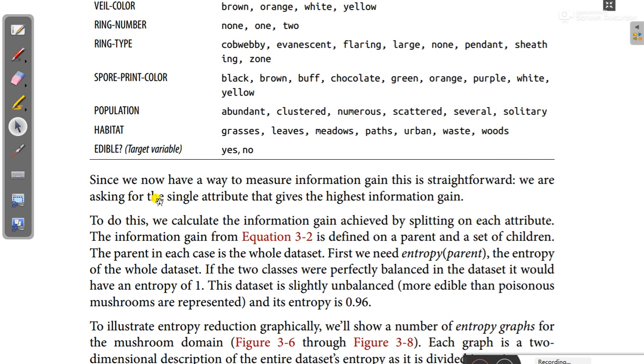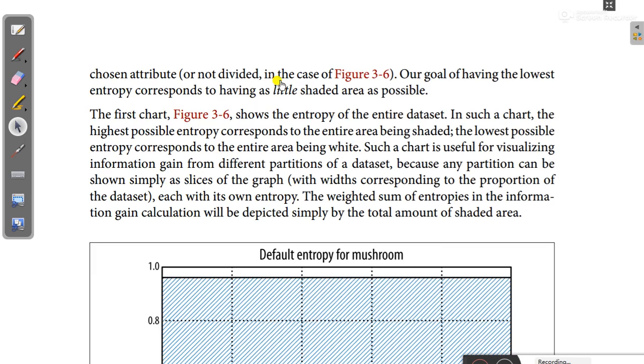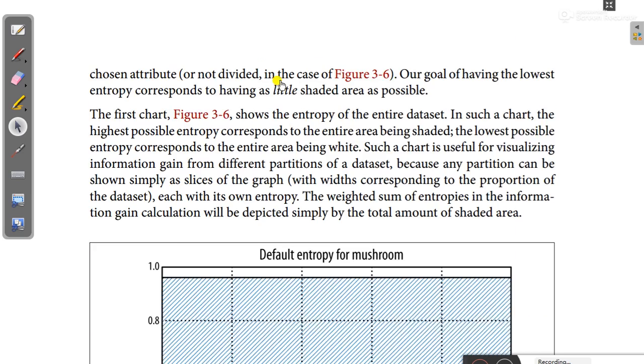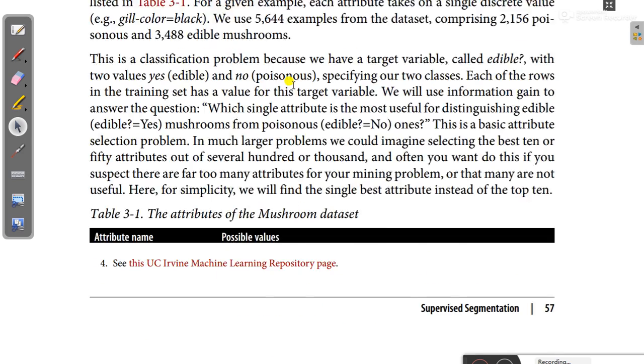Okay, since we want to measure information gain, this is straightforward. We are asking for the single attribute that gives the highest information gain. So what is our equation? Our equation is 3.2.